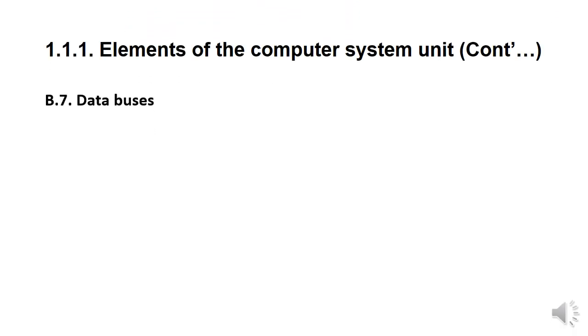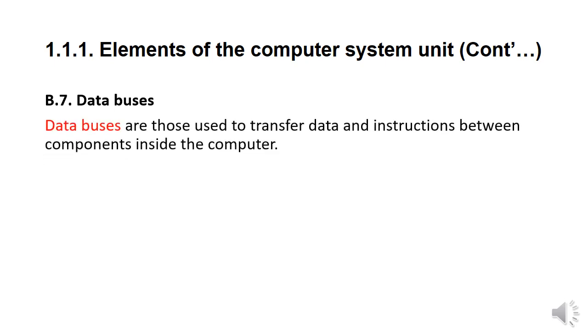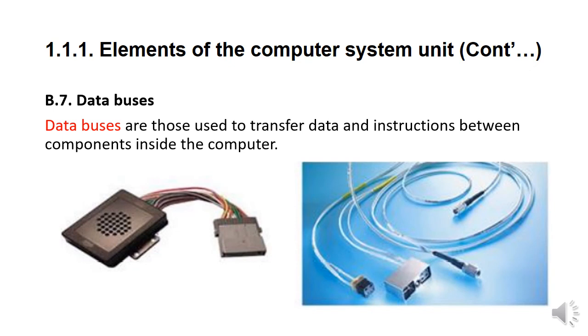We have also other components like data buses. Buses are used to transport data from one computer component to another. Data buses are used to transfer data and instructions between components inside the computer. We have some examples of data buses. These are internal components which are used to transport data from one internal component to another one.